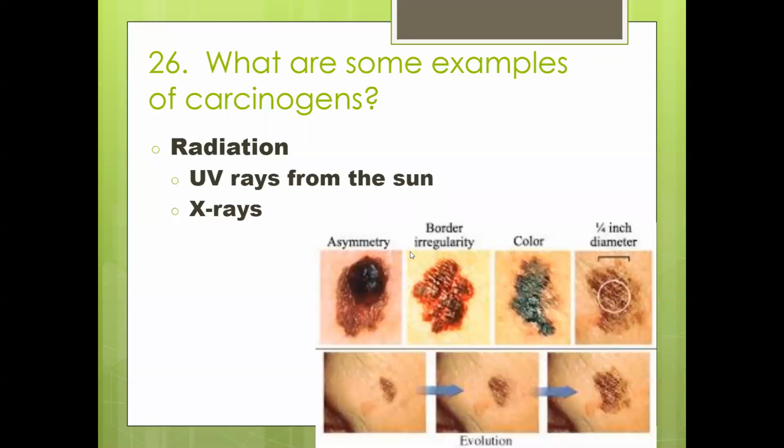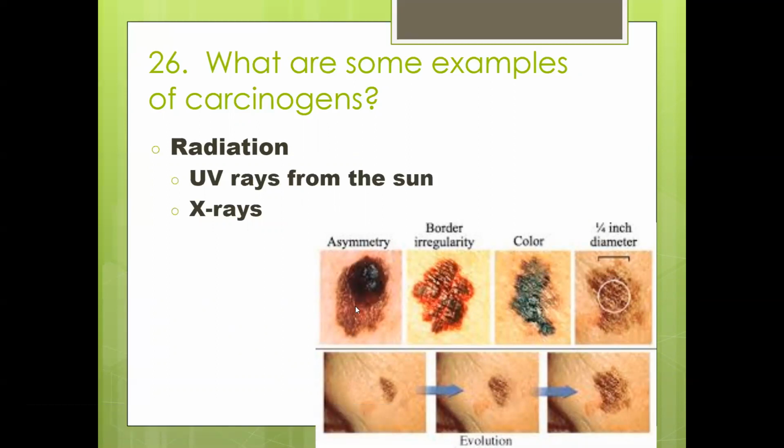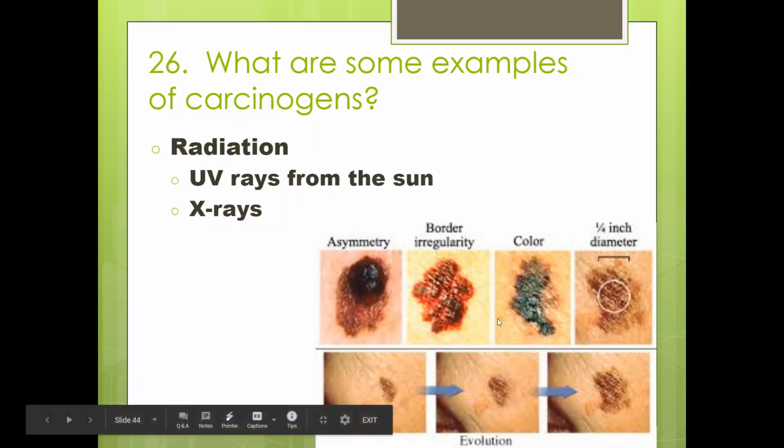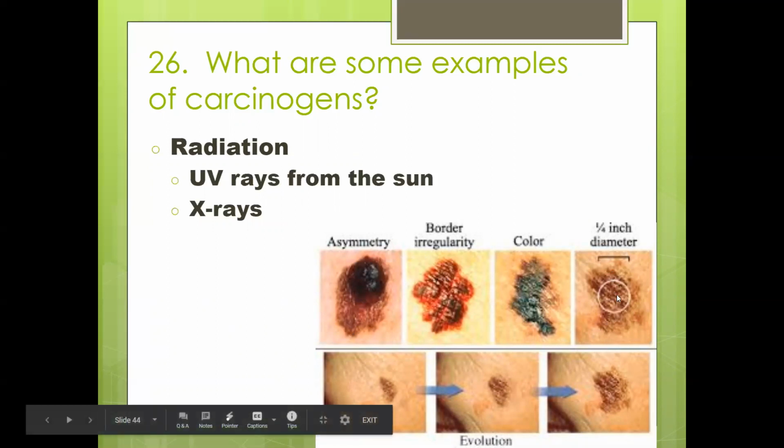DNA. So here in this picture, we see different moles. These are generally considered dangerous moles if they are asymmetrical, if they have an irregular border, if they have different colors to them, or if they are growing.